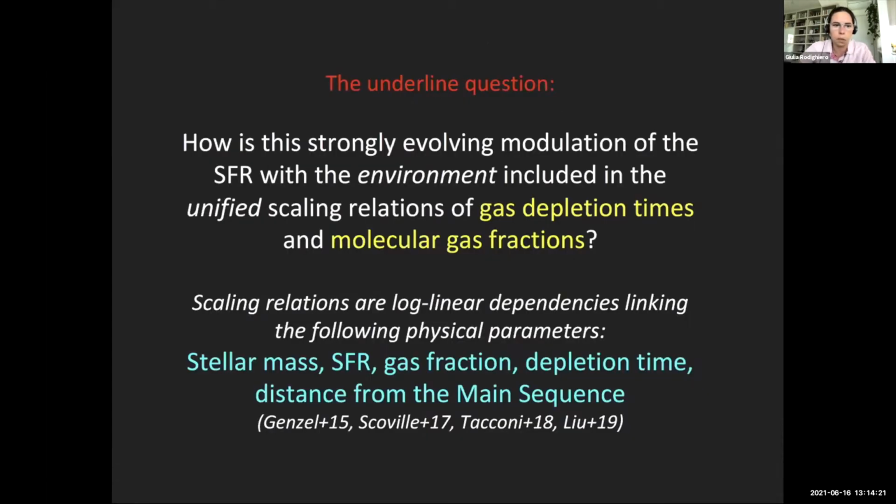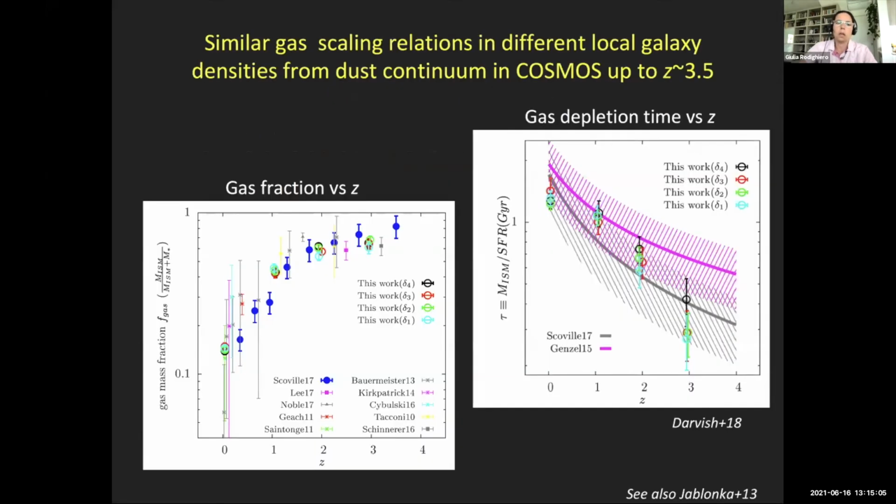So why am I saying all this, which is already known? Because most of it is related to the modulation of quenching as a function of the environment, in different epochs and in different locations, which is at the end related to the reservoir of gas in galaxies sitting in different cities or towns. So I thought it was useful to make a statistical, as much as possible, comparison of scaling relations, including the usual stellar mass versus star formation rate, but in particular the gas fractions and the gas depletion times, also as a function of the distance to the main sequence, using a complete sample of sources, which is not what we have in single works.